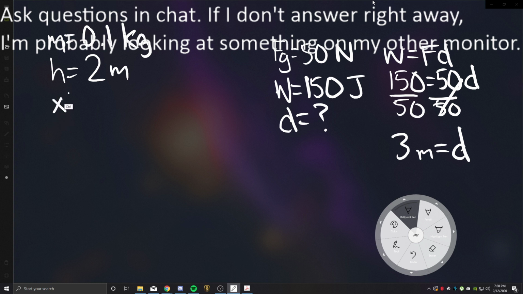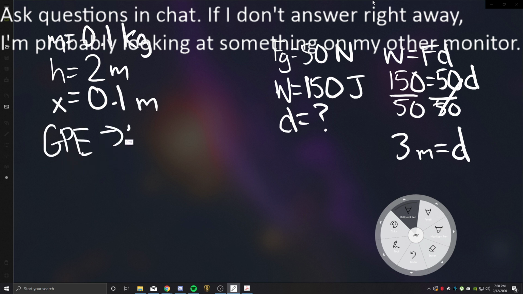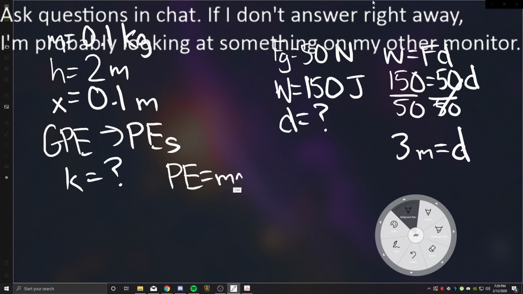Yeah, no problem. So the spring stretches a distance of 0.1 meters, right? The apple falls from a height of 2 meters. So if all the gravitational potential energy turned into the potential energy of the spring, what is the spring constant of this spring? If all my gravitational potential energy of the apple at 2 meters high turned into potential energy of the spring, that means I can just calculate the potential energy of the apple first.